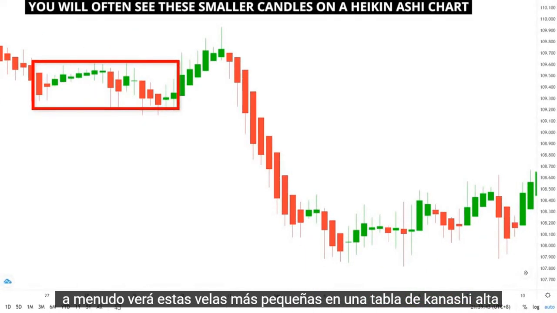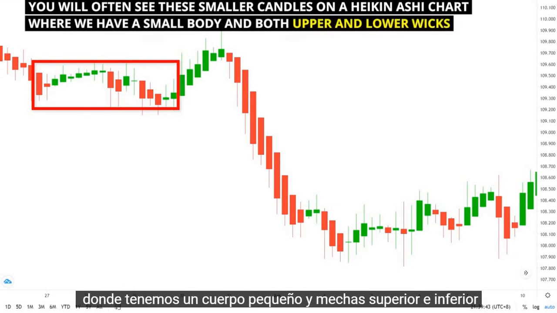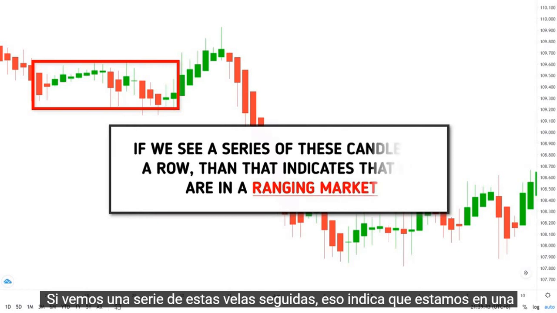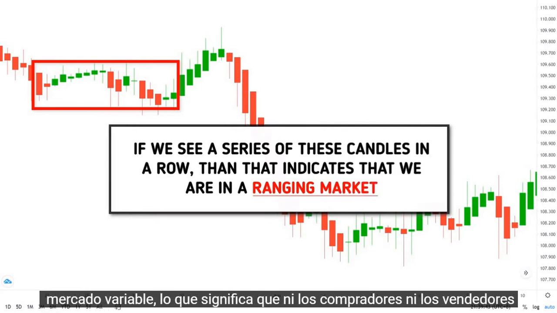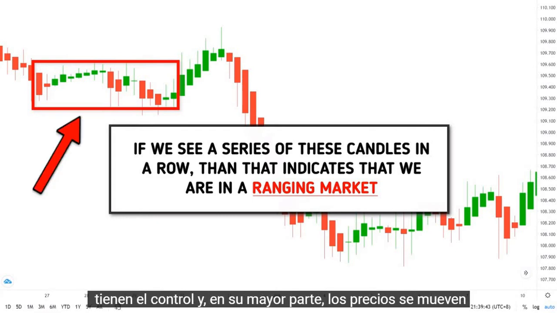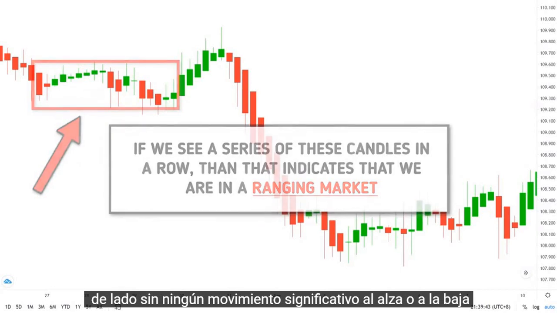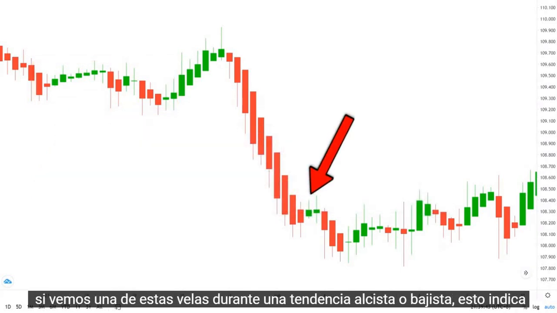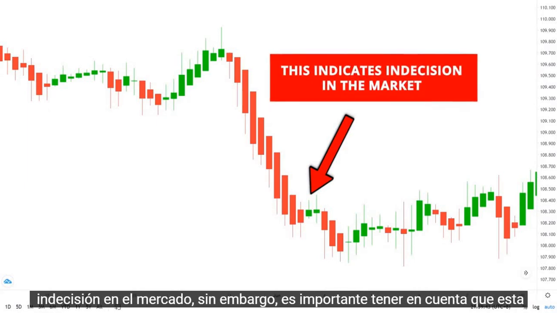You'll often see these smaller candles on a Heiken Ashi chart where we have a small body and both upper and lower wicks. These kinds of candles will represent one of two things. If we see a series of these candles in a row, then that indicates that we're in a ranging market, meaning that neither buyers or sellers are in control, and for the most part, price is moving sideways without any significant moves to the upside or downside. If we see one of these candles during an uptrend or downtrend, then this indicates indecision in the market.